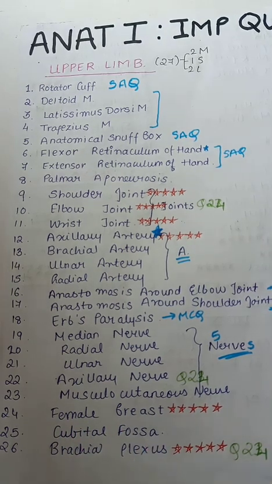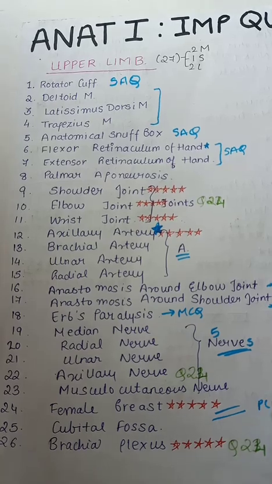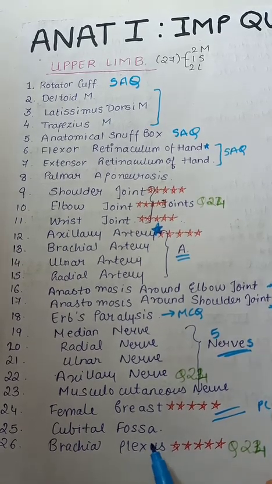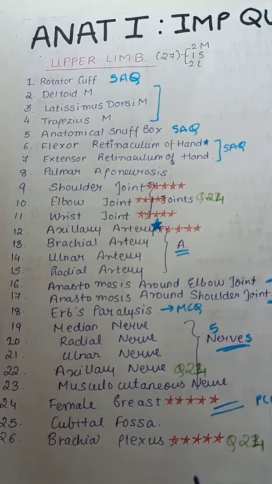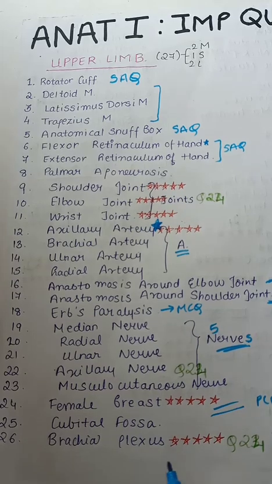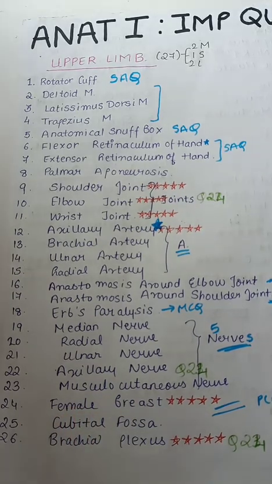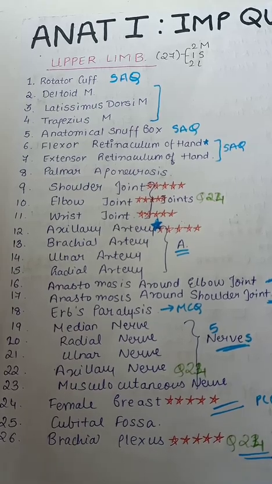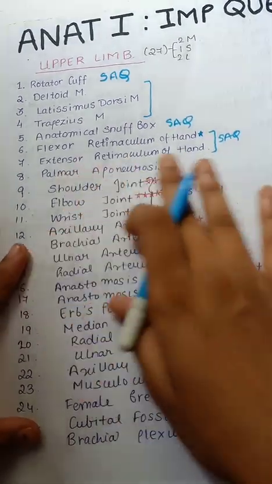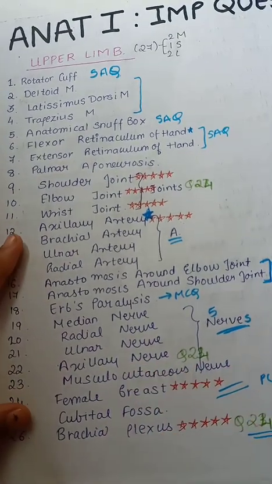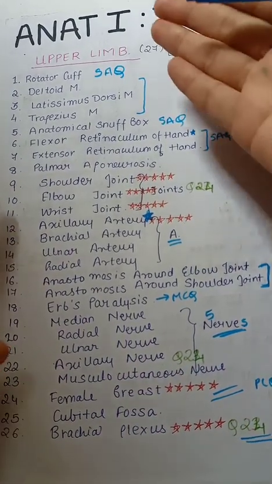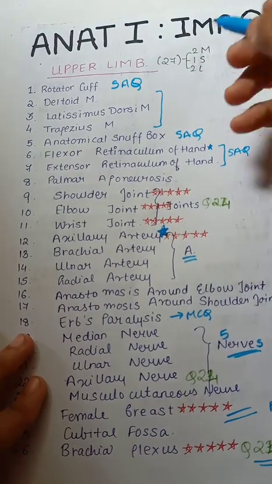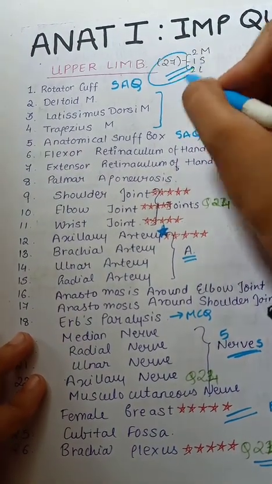Then female breast is again very important. This is a PYQ and it has been asked many times, so people find that this is very easy and cannot come, but it comes and it is very important. Then cubital fossa and brachial plexus are again important. It will also be present in your college examination, and for the university it is very important, it was asked in the 2024 paper. So these are all the important questions from the upper limb. Please do well with these 26 questions and your 27 marks will be secured.